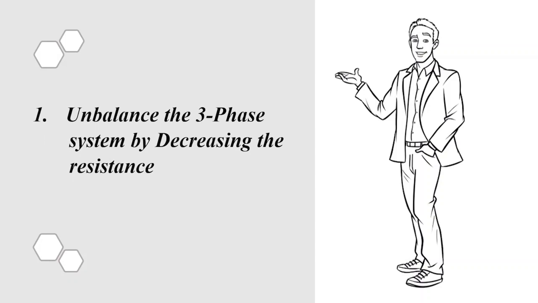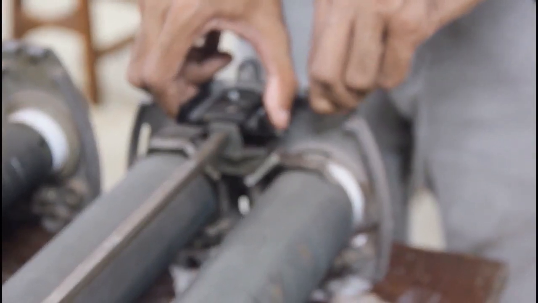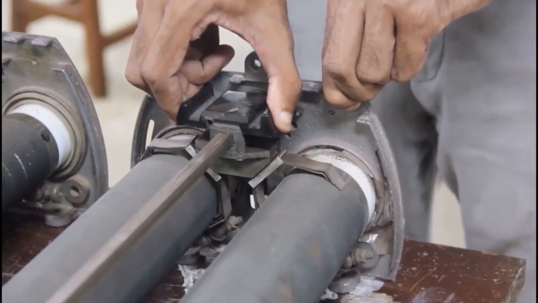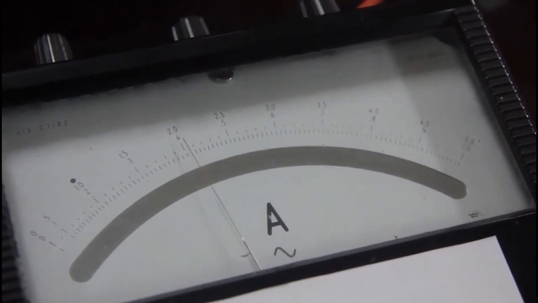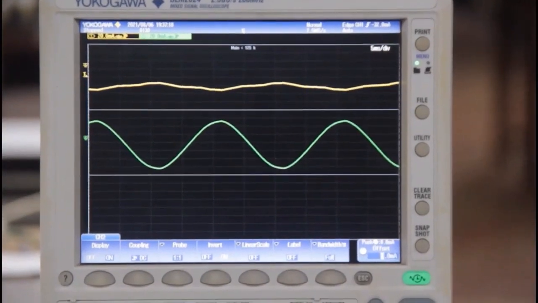Now let's make an imbalance in the three-phase system by decreasing the resistance of one phase. Let's unbalance in 3 steps. First, decrease the resistance. Observe the neutral current reading and phase current reading. Notice the change in the neutral current waveform.